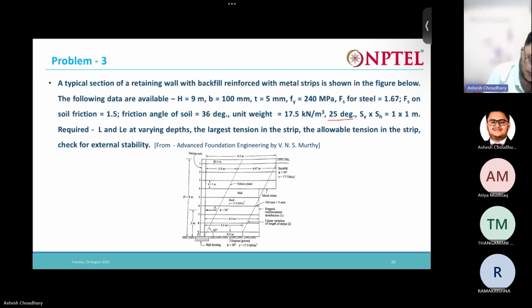So what they are doing is that they are just taking this average width. Average width: 4.5 plus 8.5, 4.5 plus 8. See 4.5, you can see here this base. They are taking this 4.5 plus this 8.5, divided by 2. This average they are taking times the unit weight, 17.5, into 9, where 9 is the height, times 10 delta.